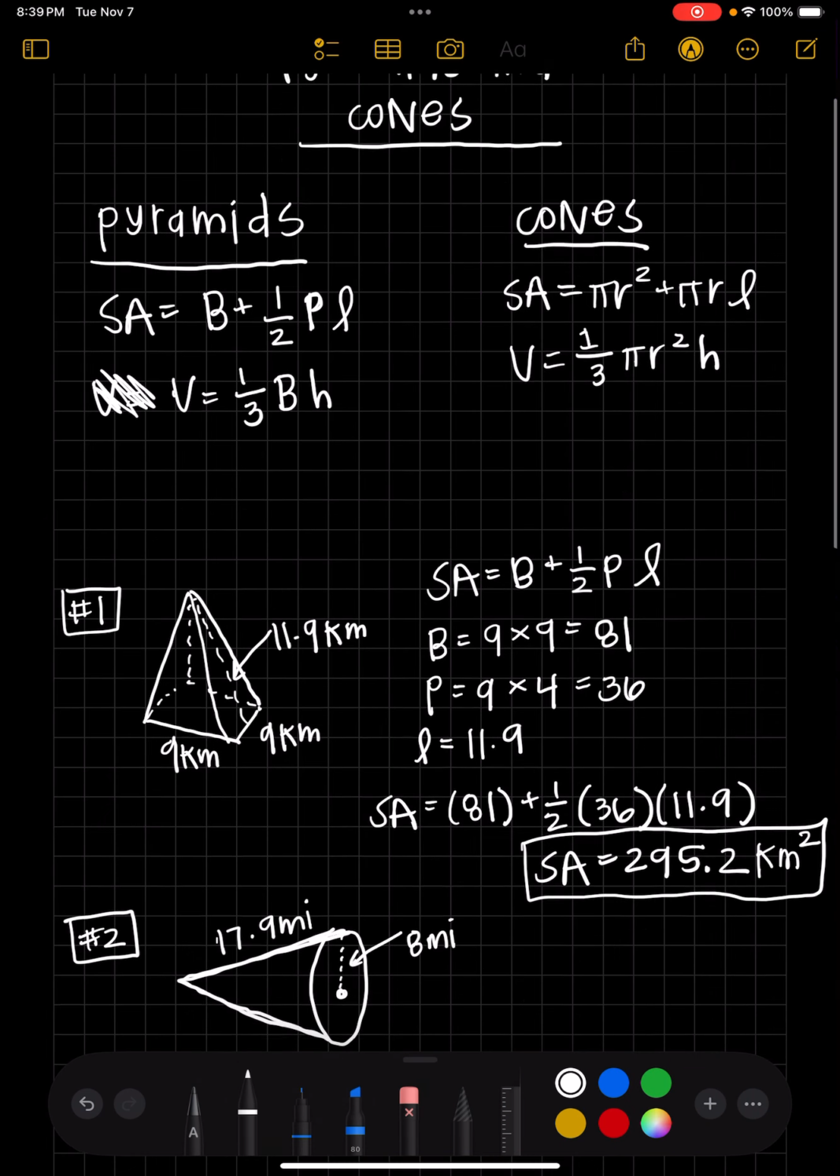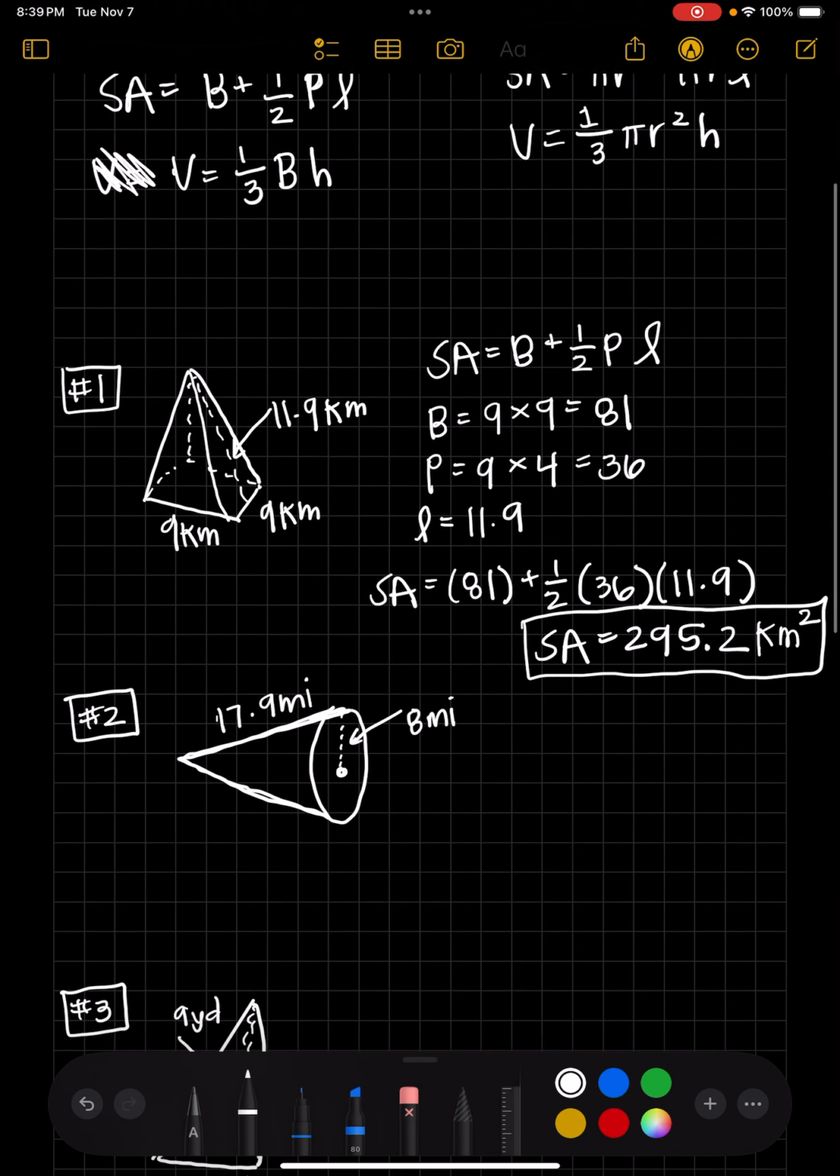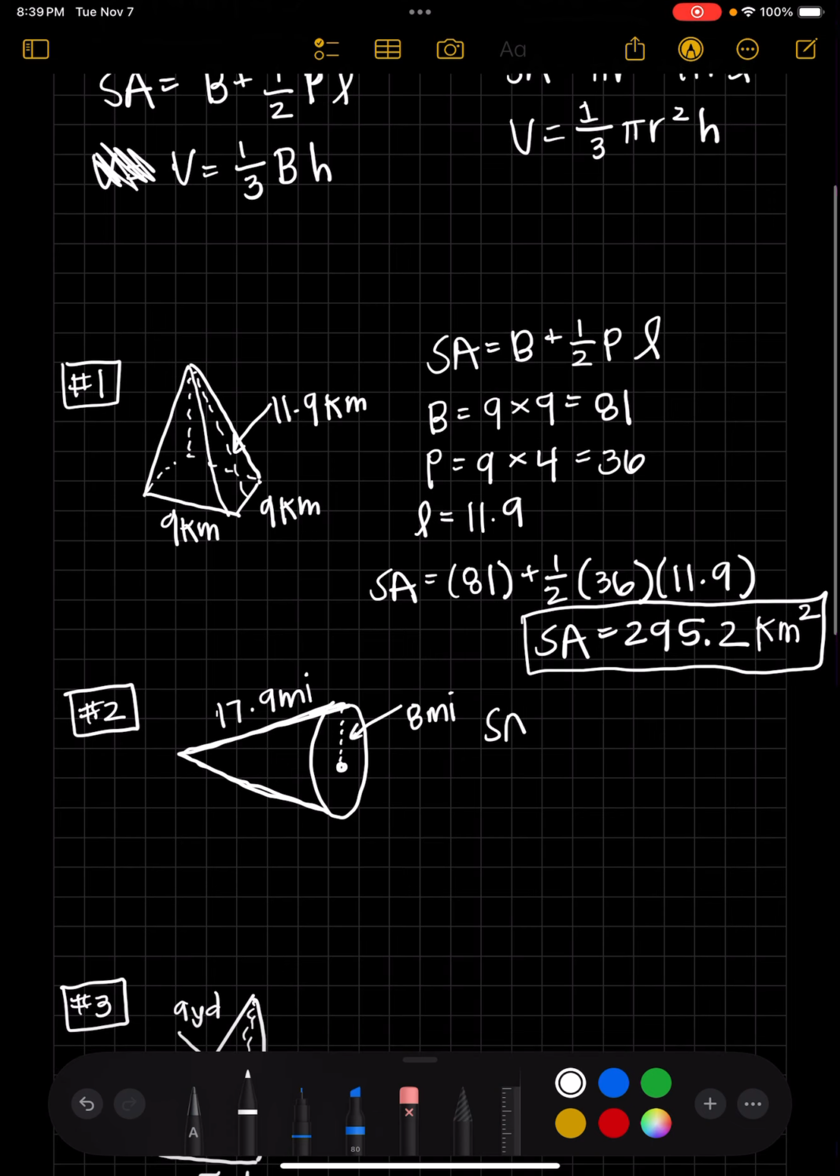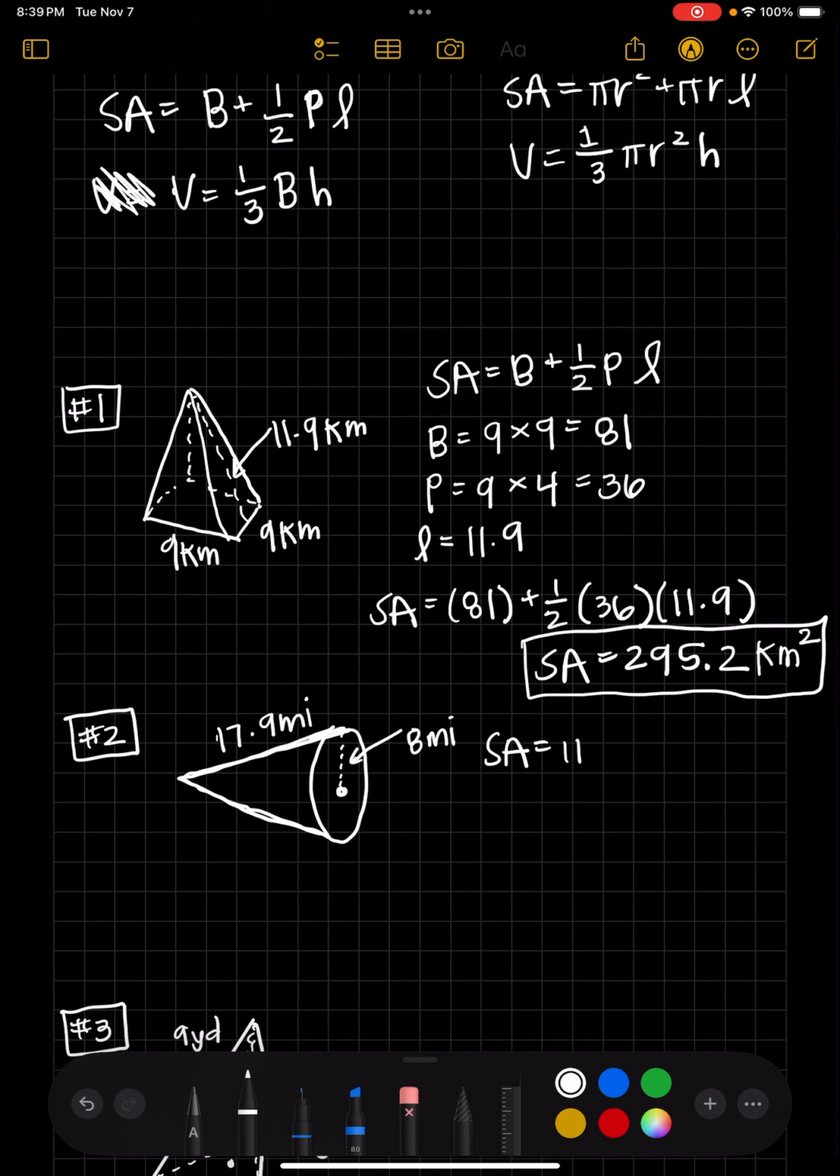Okay, now let's do the second example, which is a cone, and we're again finding the surface area. So the surface area of a cone formula is that the surface area is equal to pi r squared plus pi r L. These cone formulas are a little bit easier to use than the pyramid formulas, because all the information that you need is already given to you. That 8 right there, I'm going to use a different color, is your radius, because the radius is from the center out on a circle. And then that 17.9 is your L. And those are the only 2 variables we need. So I'm just going to plug those into my formula right off the bat.